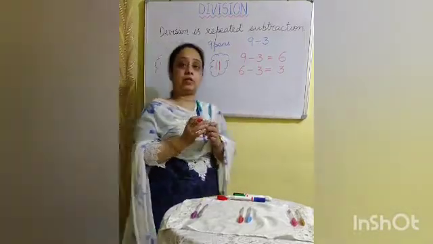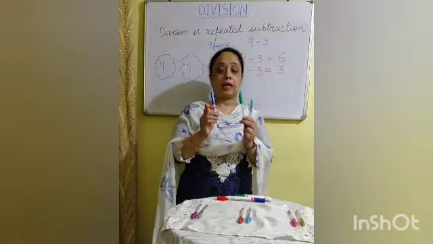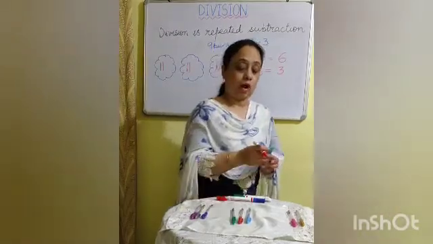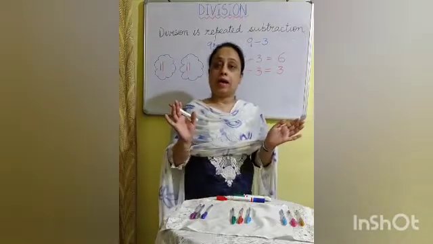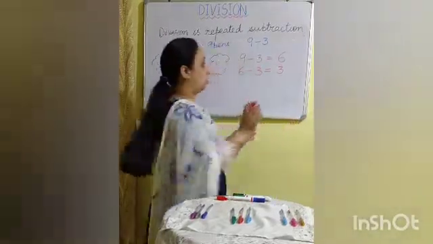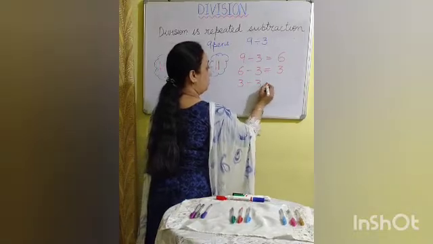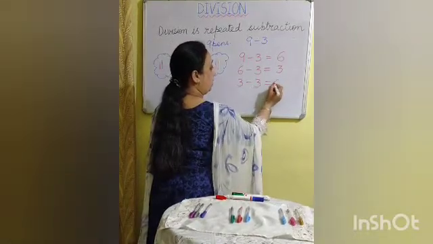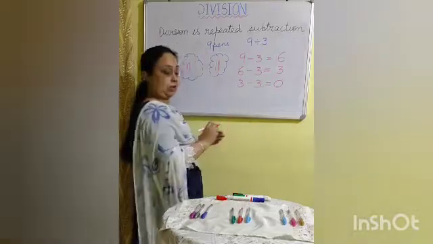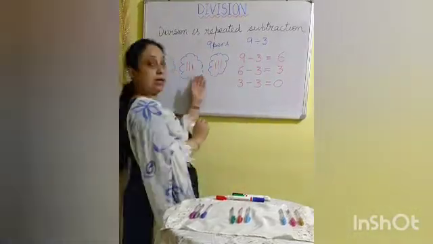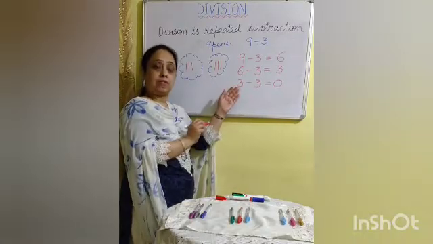Now I'll distribute these 3 pens again among these 3 children. 1, 2 and 3. Now I have no pens. So from this 3 I have again taken away 3 and I am left with no pens now. So each child gets 3 pens. How can we find this?